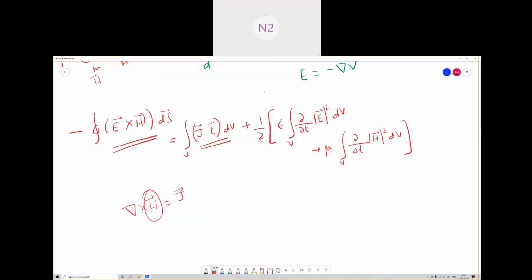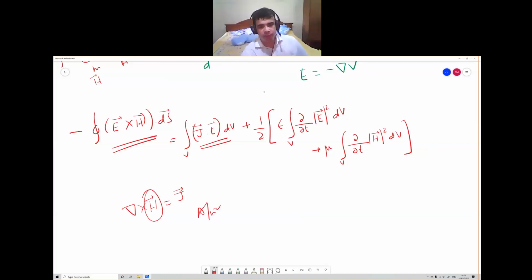What do we do with curl? Curl of E is equal to some vector, ijk, del x, del y, del z. So we are deriving with respect to what? Del x. So this will be ampere per meter square. And what is E? Volts per meter.